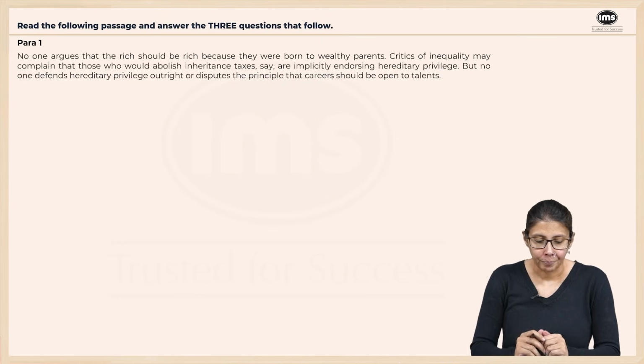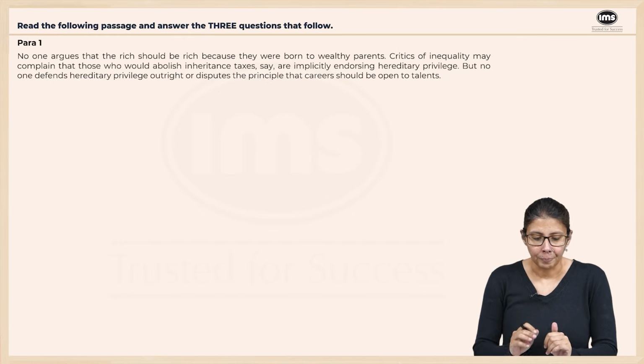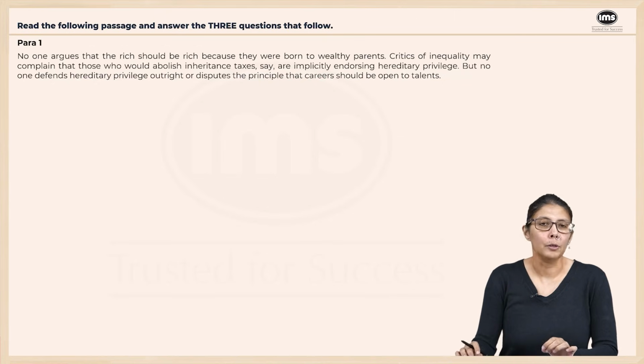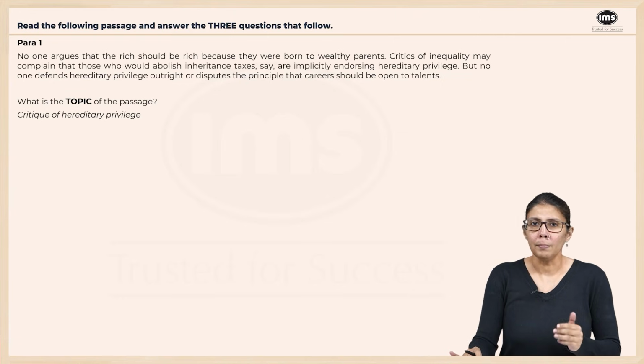It's short. The first line is saying that people usually do not support hereditary privileges. No one argues that the rich should be rich because they were born to wealthy parents. So this part is understandable. After that, look at the last sentence. But no one defends hereditary privilege outright or disputes the principle that careers should be open to talents. So we are talking about supporting hereditary privilege and the fact that mostly people are not in favor of it.